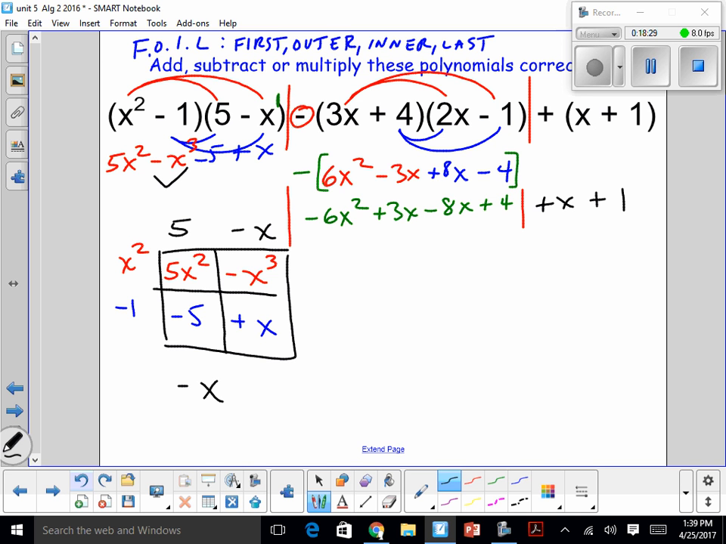Okay, I see a 5x squared. Anybody else? I see a minus 6x squared. Anybody else? No. Here's the second part that's going to mess that up. You have to do 5 minus 6.